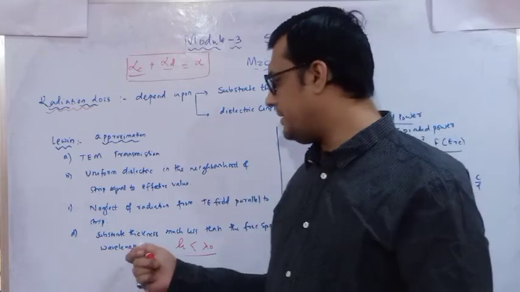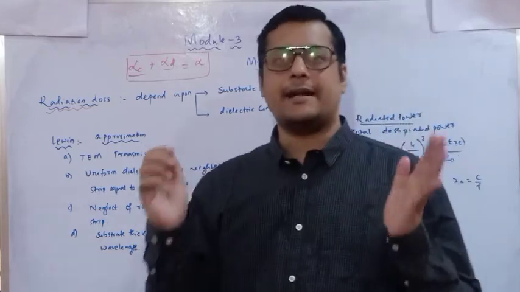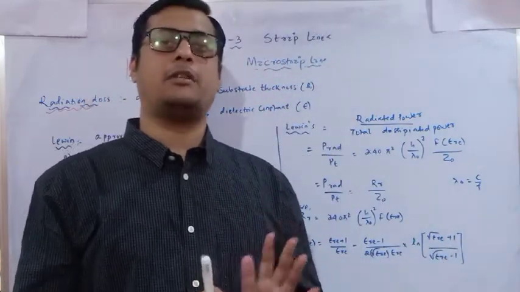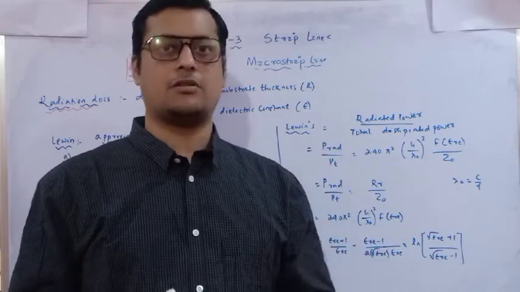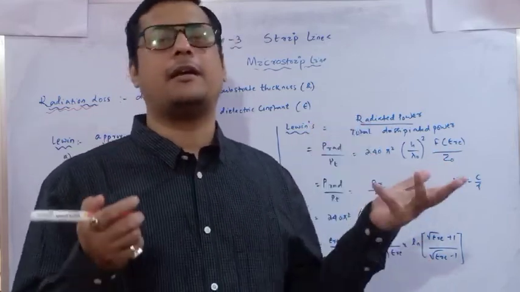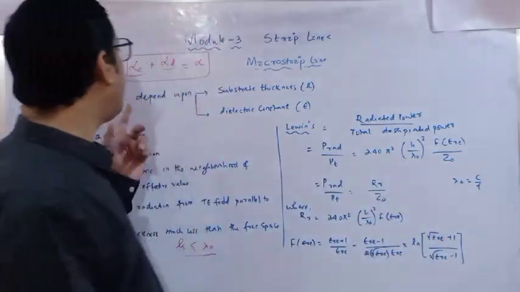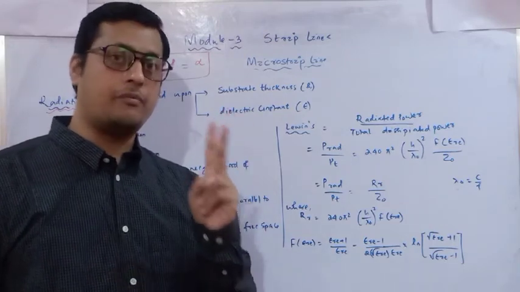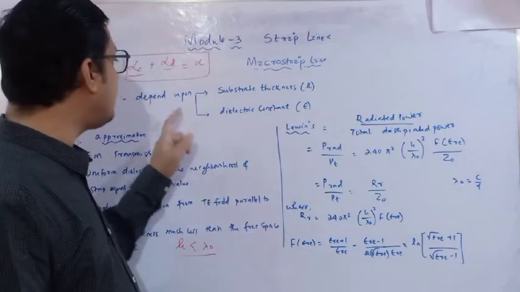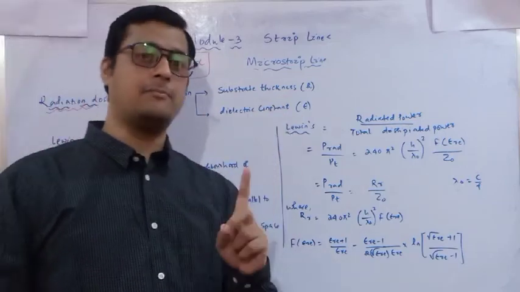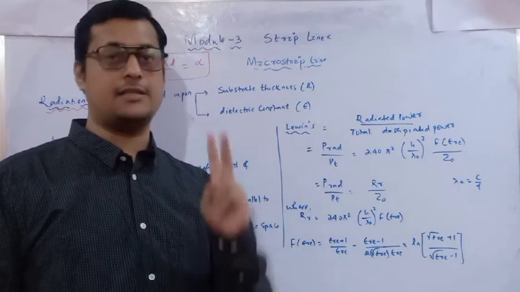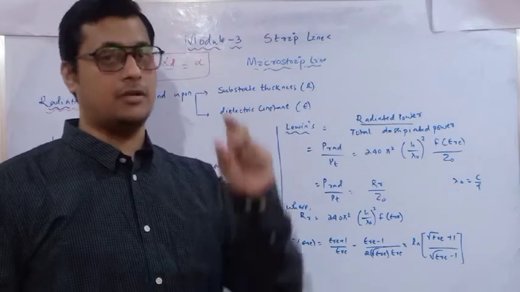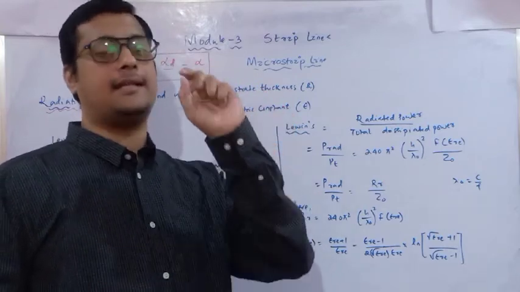Depending upon these assumptions, he has identified a particular relation which gives the radiated power with respect to the total dissipated power in a microstrip line. If I identify that relation, my theory for identification of this radiation loss will be complete. This radiation loss basically depends upon two factors: one, the substrate thickness h, and one more important thing, the dielectric constant of that substrate. So these are the two parameters on which the radiation losses depend.